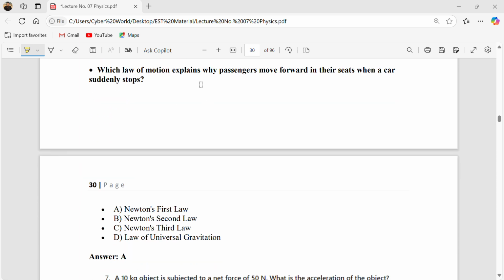Which law of motion explains why passengers move forward in their seats when a car suddenly stops? You know that when passengers are sitting inside a bus and the driver suddenly pushes the brake, you can feel the passengers move forward. This is due to Newton's first law of motion, because this is due to inertia. Before the brake, you are sitting on the seat of the bus at rest. But when the driver suddenly brakes, your rest position changes into motion. That's why you go forward. So this is due to Newton's first law of motion.